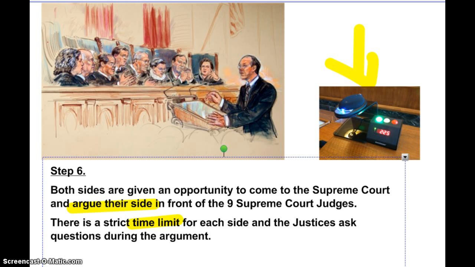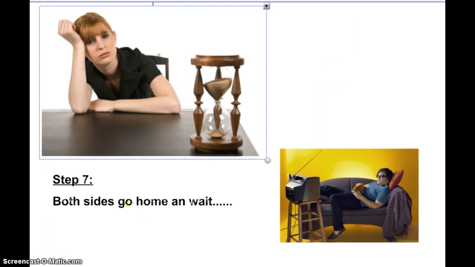And during the trial, the justices ask questions. Each side gives basically their opinion. Here's why I think my side is right. Here's why I think my side is right. When the time is up, justices say thank you, and everybody goes home. And there's nothing to do now but wait. The Supreme Court will not issue its decision for a couple of months. They have time to think it over and to really prepare what they want to say.